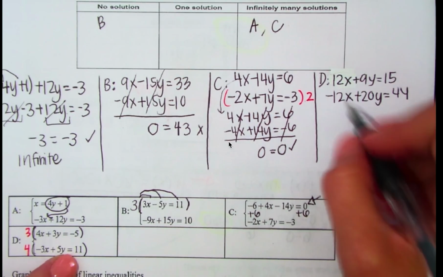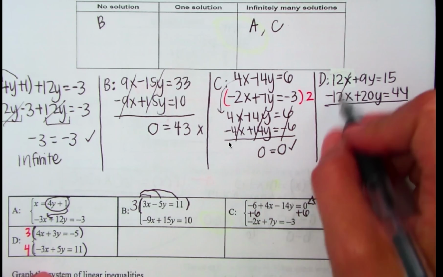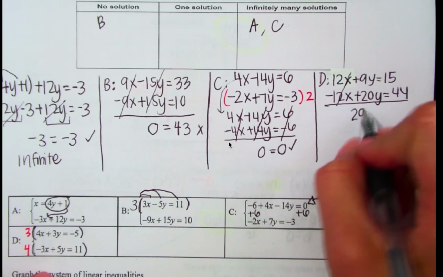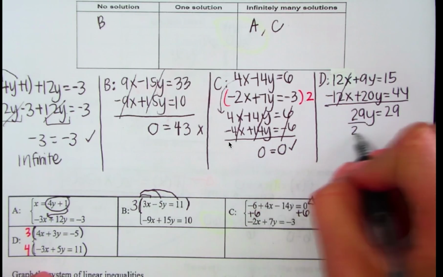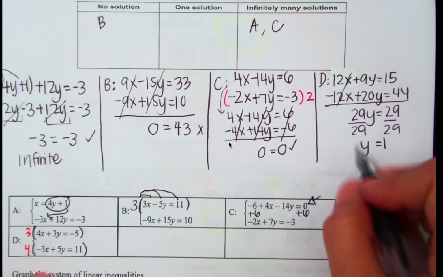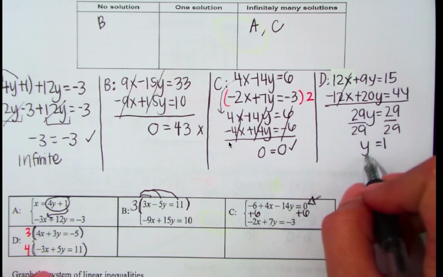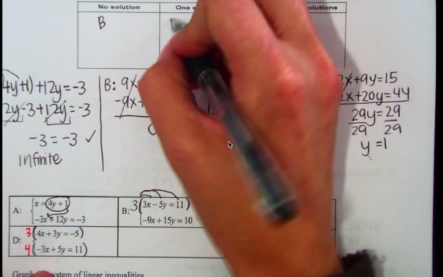And then I'm now going to combine. And these cancel. 9 and 20 give me 29y. 15 and 44 give me 29. So when I divide and solve, y equals 1. So now I can see that I'm going to have one solution, because when I take y and plug it back in to get x, that gives me one solution.